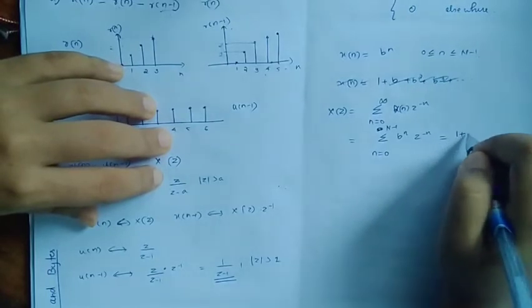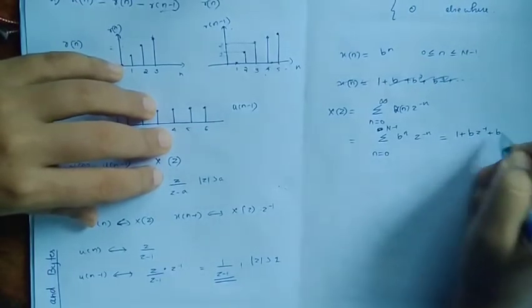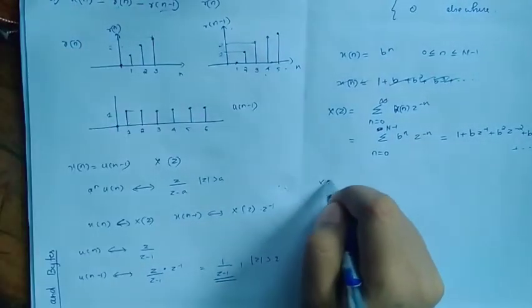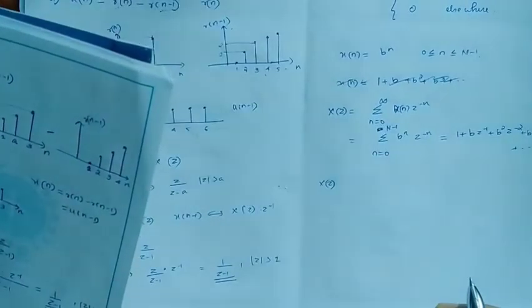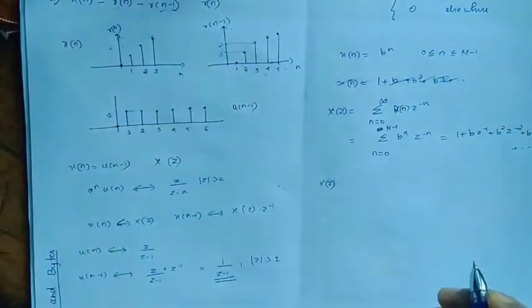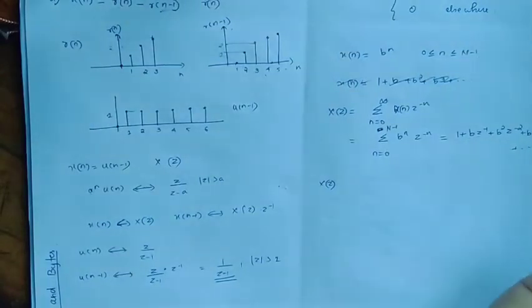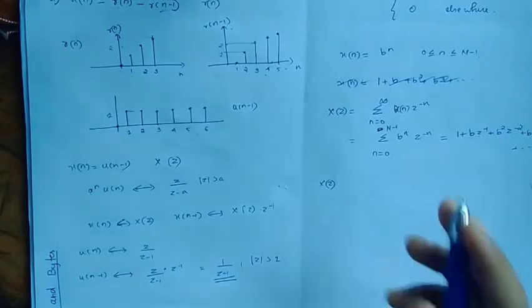Expanding this, we will get 1 plus b z raised to minus 1 plus b square z raised to minus 2 plus b cube z raised to minus 3 plus etc. So here our X of z is finite for all z except for z equal to 0, because if z equals 0, it will be divided by 0. If anything is divided by 0, it will be equal to infinity. So the sum will go up to infinity, which will be undefined. So X of z exists, is finite, for all z except for z equal to 0.